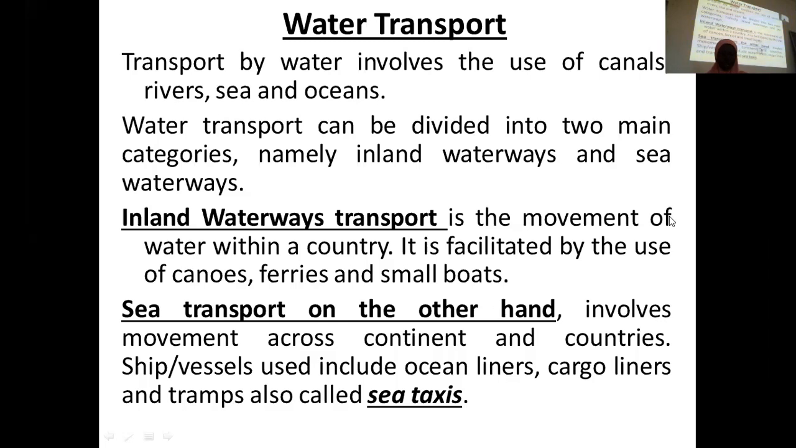And we use canoes, ferries, small boats to carry ourselves from one place to another, like they do it in Lagos. We have that one from Ijede to Lagos Island, Idumota.